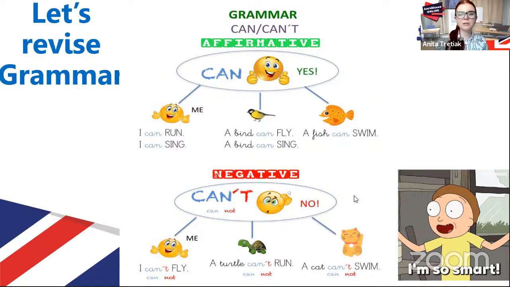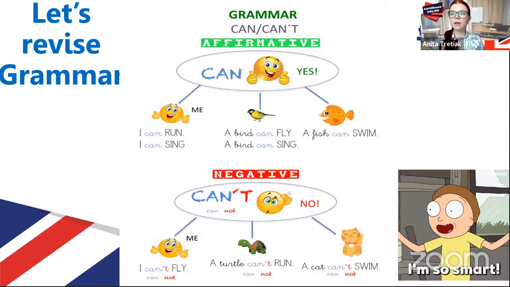Okay, then, one more time. Affirmative and negative forms of can. If it's yes with all the words, you use can and no endings, no other words. But if you have negative, you simply add not. And that will be can't. And then you just say who that is and what he or she can't do.